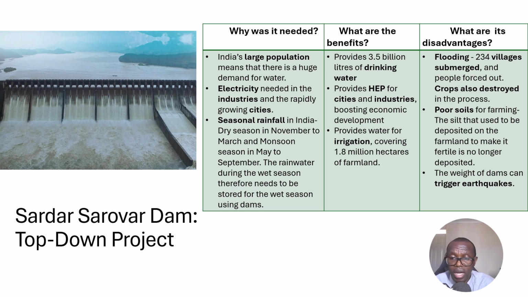because the silt that used to flood the farmland is no longer being deposited on the farmland. Now that silt is rich in nutrients and makes the soil fertile. But now that the dam controls the amount of water flowing onto the farmland, this has created infertile soils, which are not necessarily that good for farming. Then the last disadvantage of the dam is that the weight of the dam can trigger earthquakes, which, as we know, can sometimes be common in India.